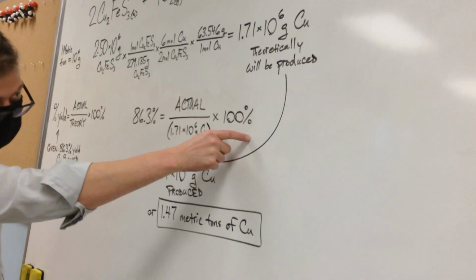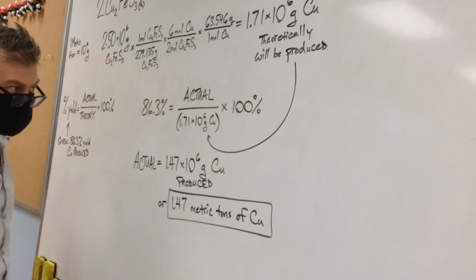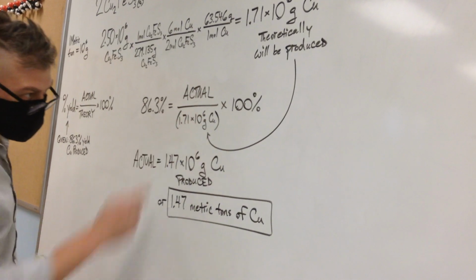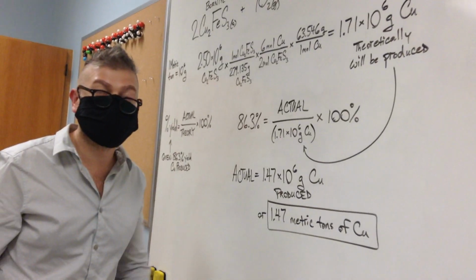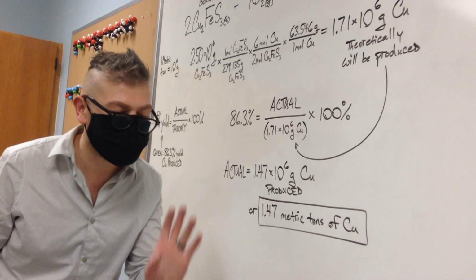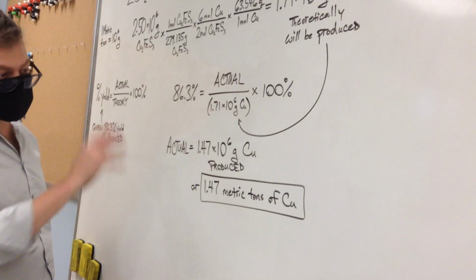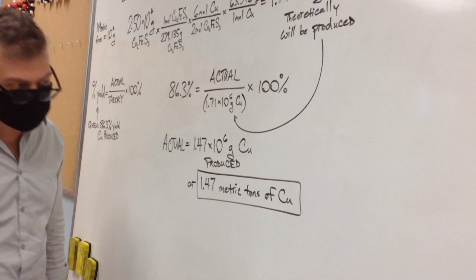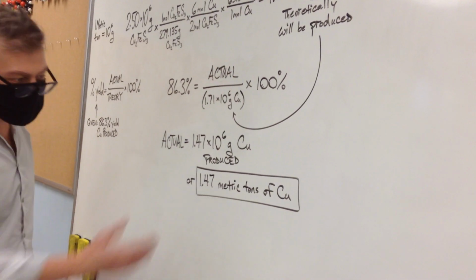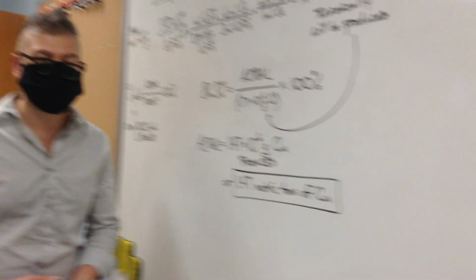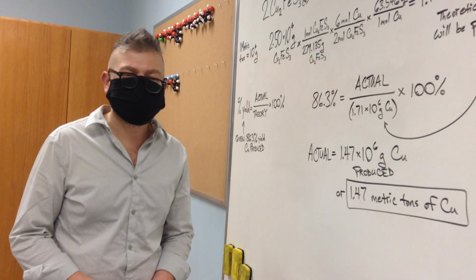Of course, you can divide both sides by 100%. That's going to be 0.863, and then I can multiply that by the actual mass of copper. No, not the actual, the theoretical mass of copper. And that will give me the actual mass of copper that was produced during this process, 1.47 times 10 to the 6 grams of copper, or 1.47 metric tons. Till next time.